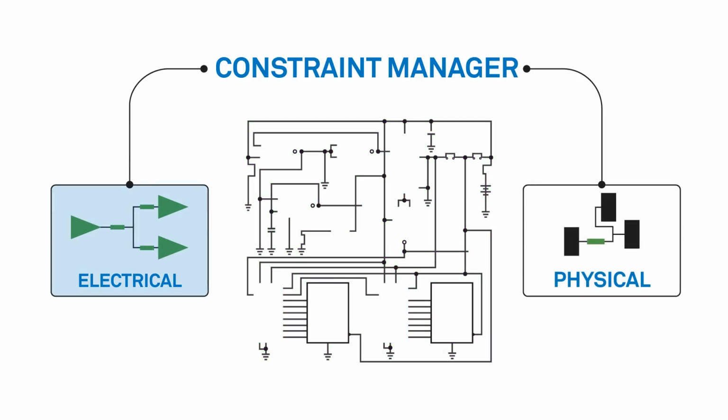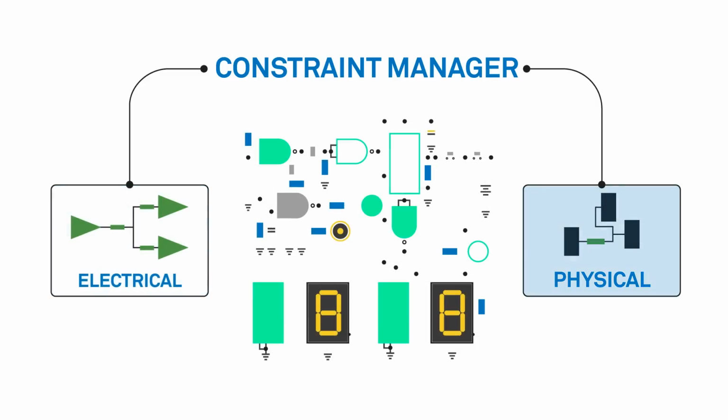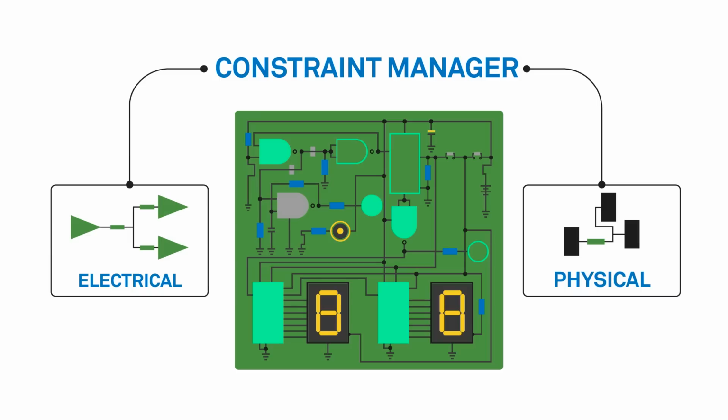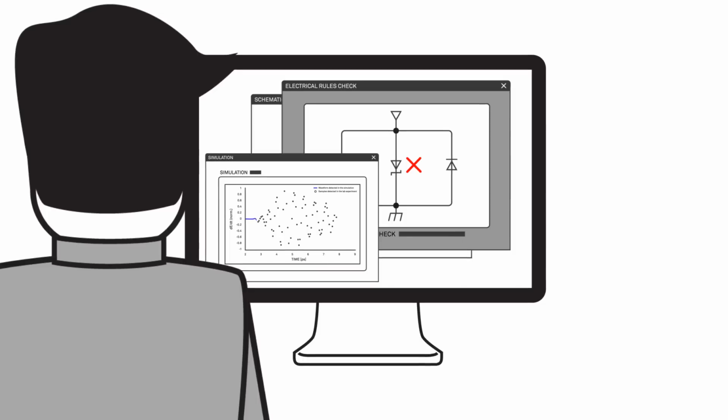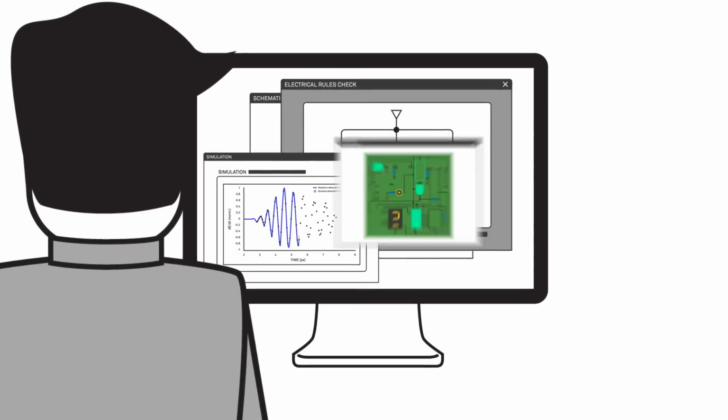CR-8000's centralized constraint management allows you to apply all rules, electrical and physical, in one location to be shared across tools, ensuring the design will meet your functional and performance requirements. And whether your design involves a single or multi-board electronic system, you need to simulate the design.